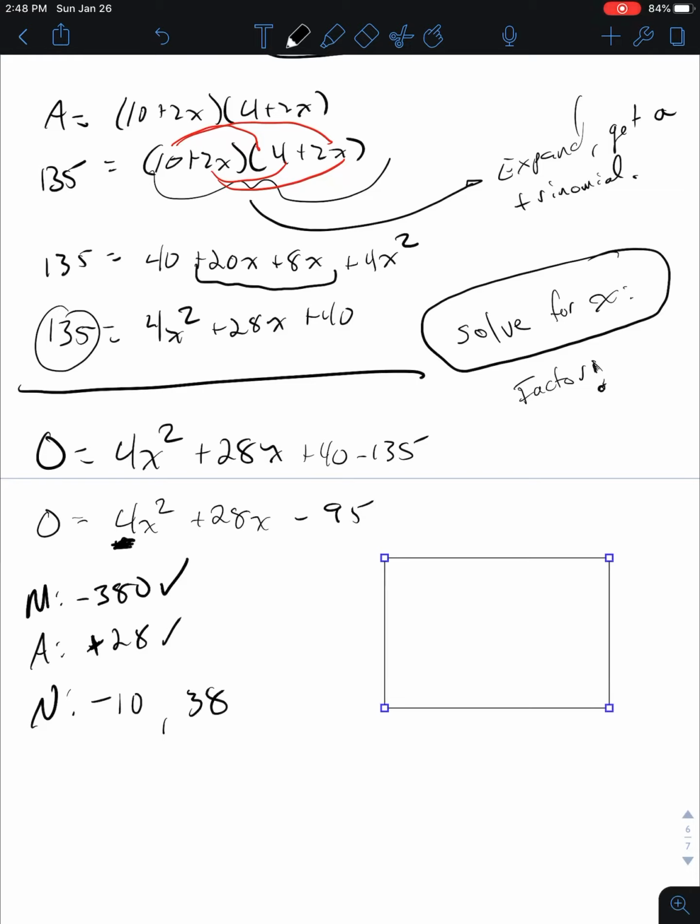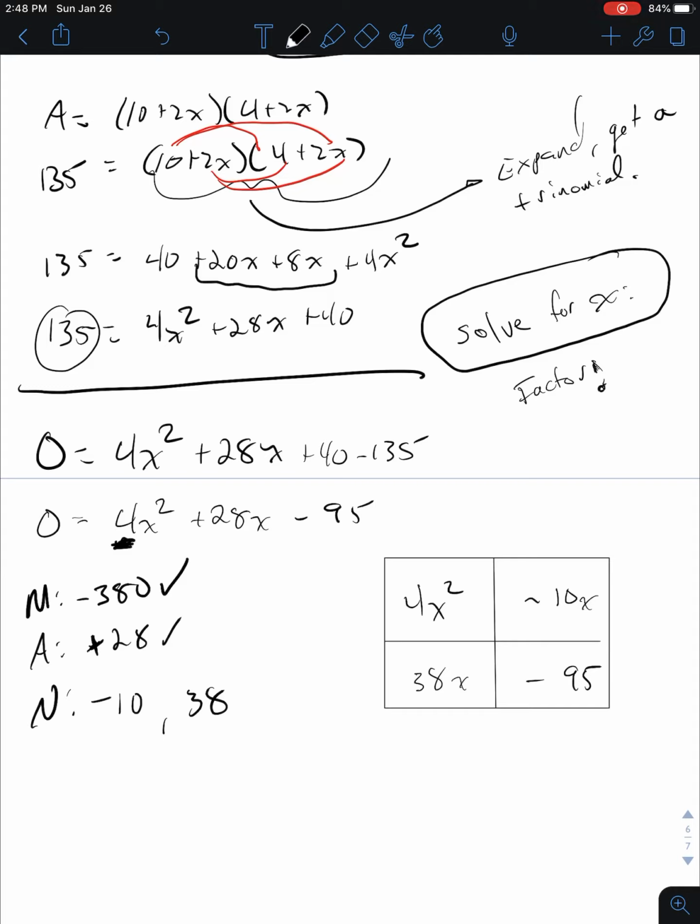Okay, so right now we do the big box. You've got to put the box because the a value is 4. I'm going to put 4x squared in the top left, put negative 95 at the bottom, and it doesn't matter really the order, negative 10 and 38. Both those have x's on them. Then read horizontal, read vertical.